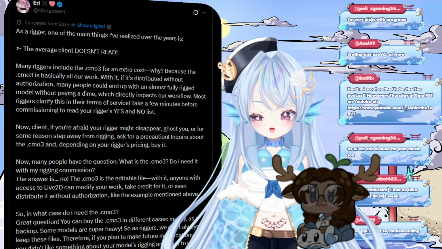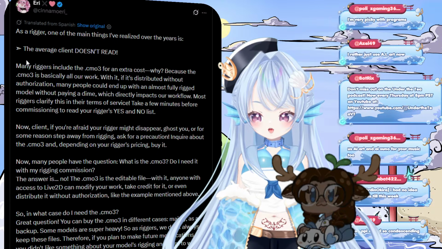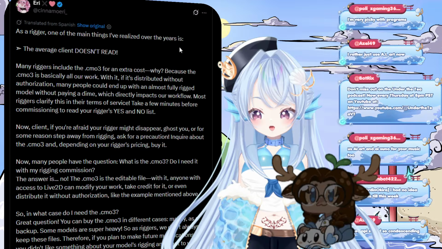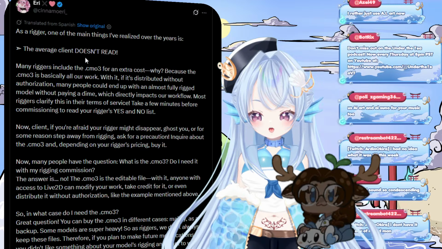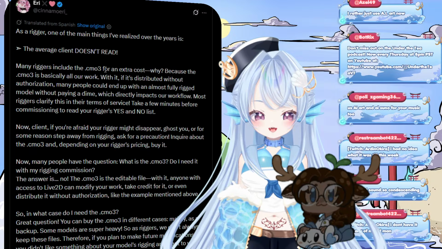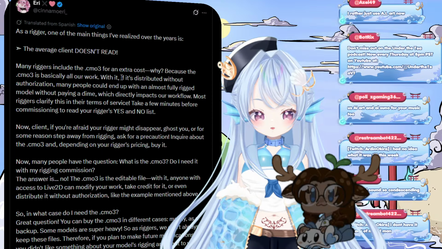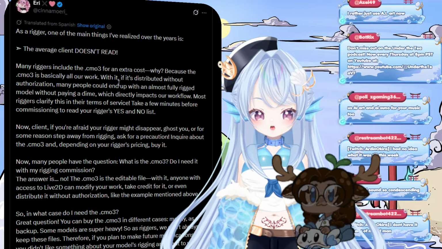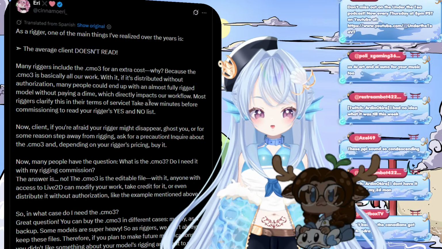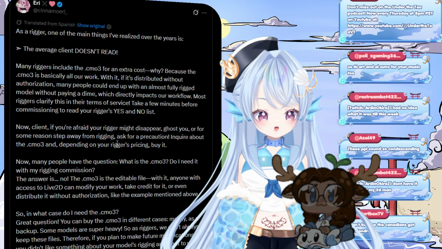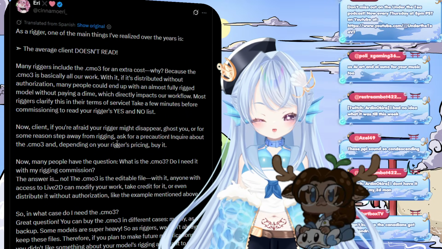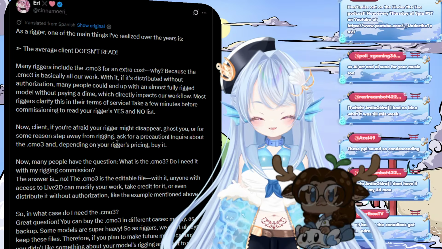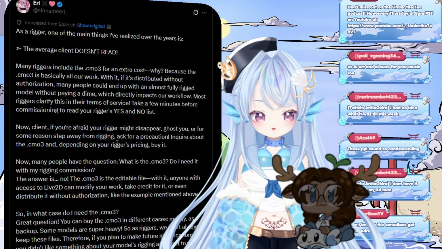So this person had 2 messages. The second one was really long. As a rigger, one of the main things I've realized over the years is, 1, the client doesn't read. Many riggers include the CMO3 for an extra cost. Why? Because the CMO3 is basically all of our work. With it, if it's distributed without authorization, many people could end up with an almost fully rigged model without paying a dime, which directly impacts our workflow.